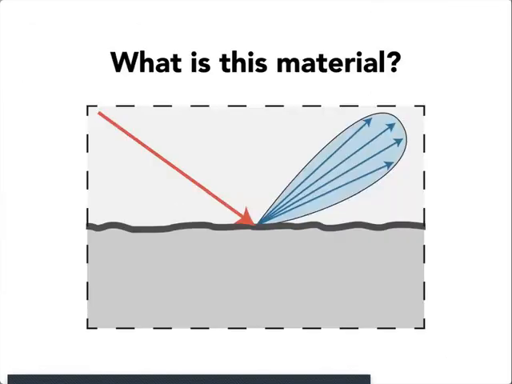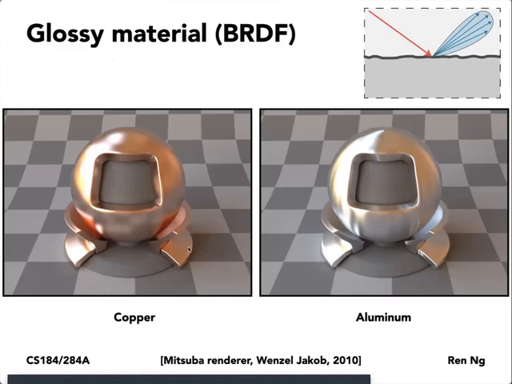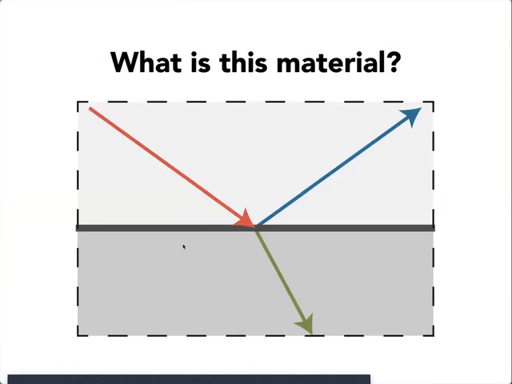In contrast, what's this material again? Light comes in, scatters mostly around the mirror direction. Those are glossy materials, right? This is a glossy BRDF. Copper is an example. Aluminum is another example.